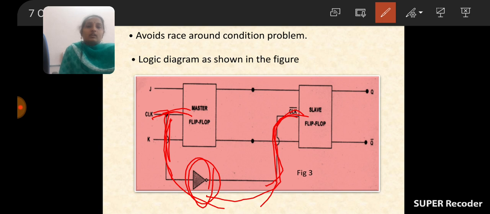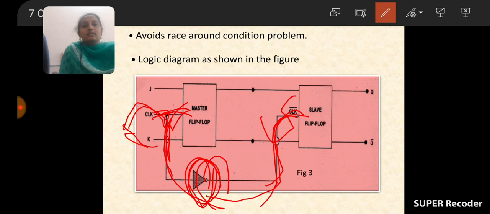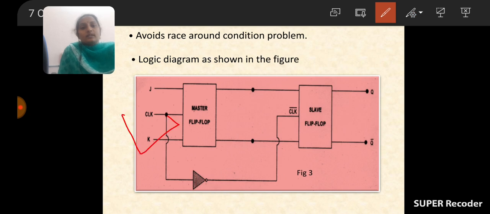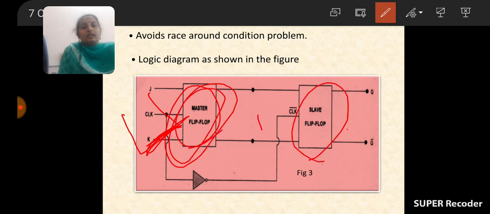So that indicates what? If master is activated with the help of the clock pulse, slave is in deactivated condition. Why? Because the NOT gate provides complementing. If the clock pulse applied to the master is high level, then what is applied to the slave is automatically low level. If the clock pulse applied to the master is low level, that means master is in deactivated condition, the slave gets a high level clock pulse so that it moves into the activated condition.